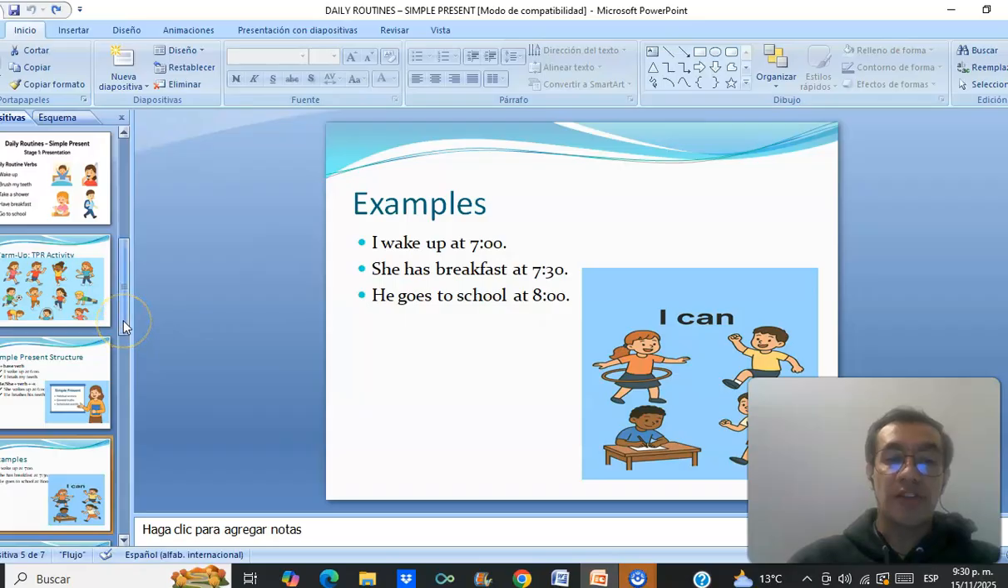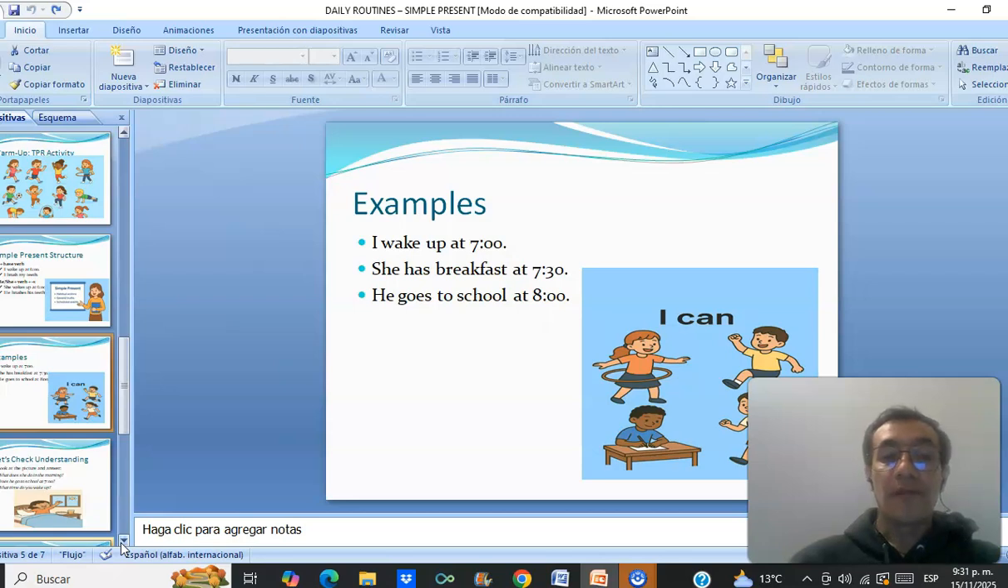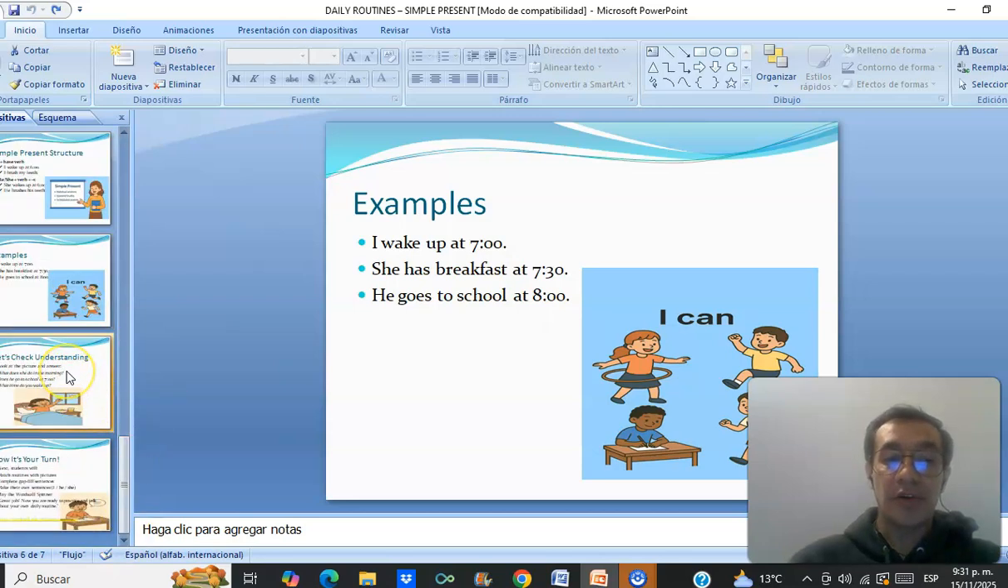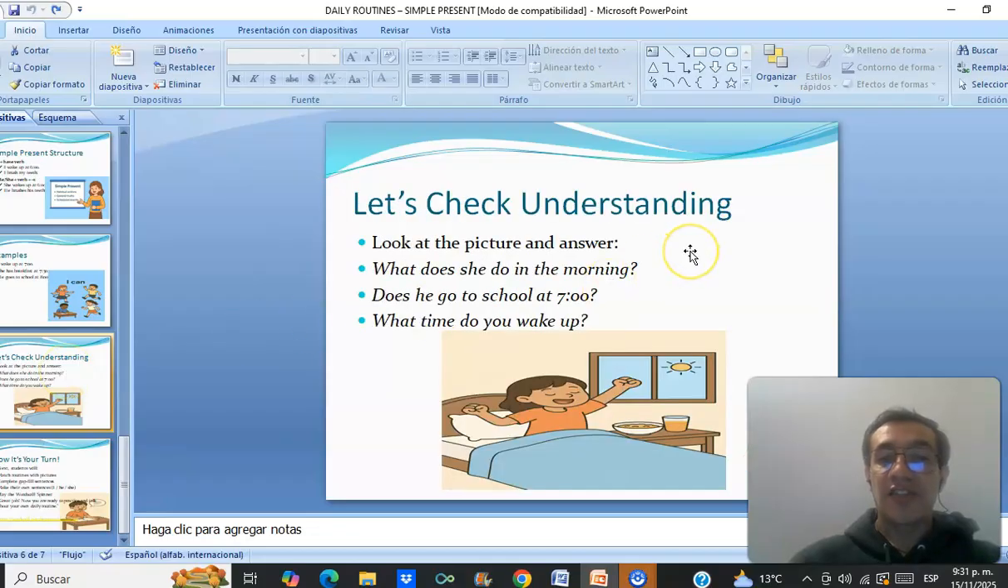We already checked the vocabulary and also the verbs that are pretty important in this case. Let's check understanding. You are gonna look at the picture and answer, what does she do in the morning? That is the way to make the question. And then you can answer, she wakes up at 7 a.m. or at 6:30 a.m. Does he go to school at 7 a.m.? Yes, he does. No, he doesn't. That is the correct way to answer the question.